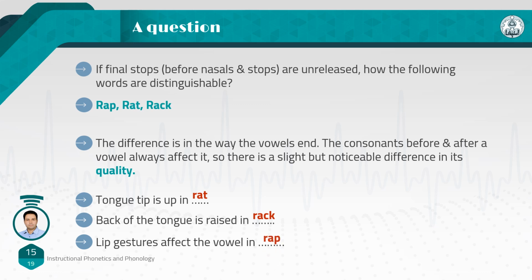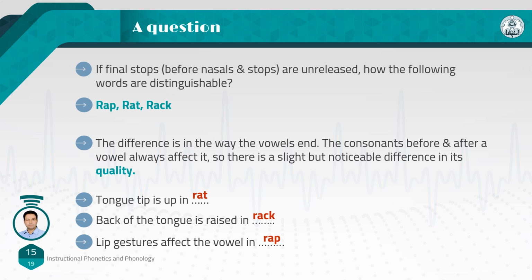Rap. You see that in all of these three words we have a: rat, rack, and rap. But the quality of the vowel is different in rat, in rack, and in rap. In the last one, rap, you can hear that the gesture of my lip affects the vowel. As you can see, the difference is in the vowel.